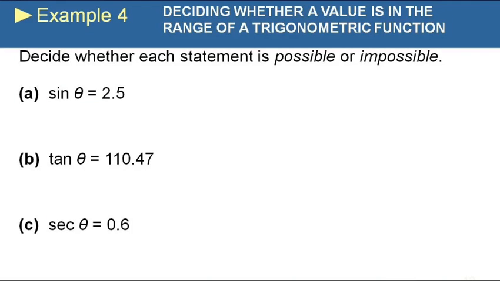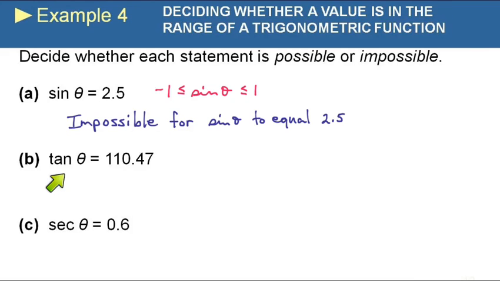In example 4, we're going to look at each statement and decide whether it is possible or impossible. So question, is it possible for sine of theta to equal 2.5? Is there an angle whose sine equals 2.5? Well, we remember from the previous slide that the sine of an angle has to be between -1 and +1. So 2.5 is not between -1 and +1. Therefore, that is impossible.